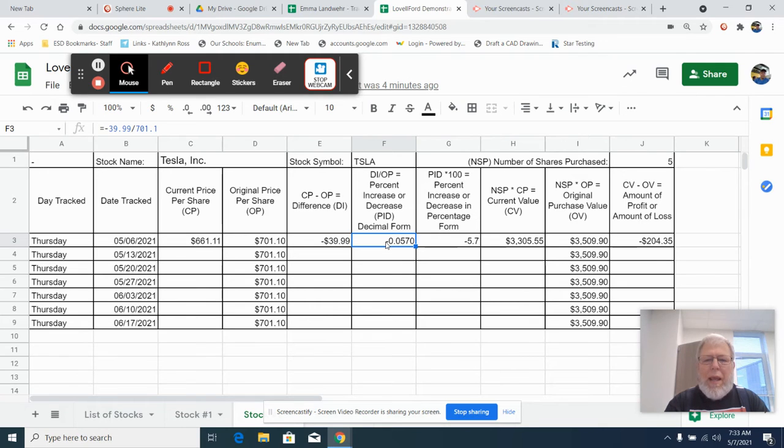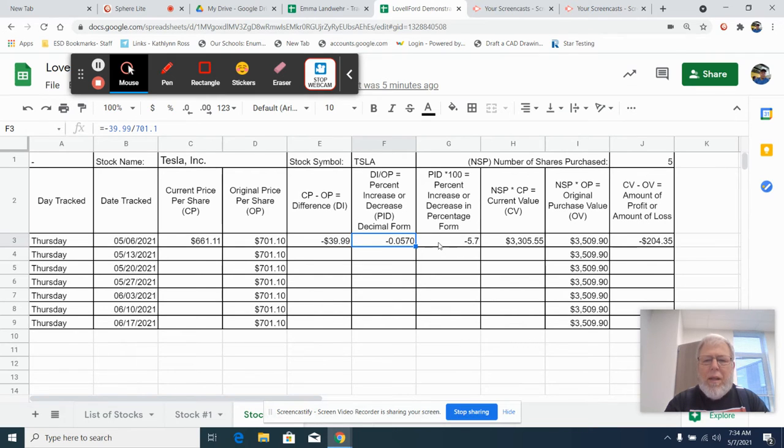Take the difference, that's what DI stands for, and divide it by the original price. And we wound up getting a decimal, negative 0.0570. Okay? Now, to change a decimal to a percent, you need to multiply by 100. It says that right here. Take and multiply the percent increase or decrease, in our case it's a decrease, by 100.